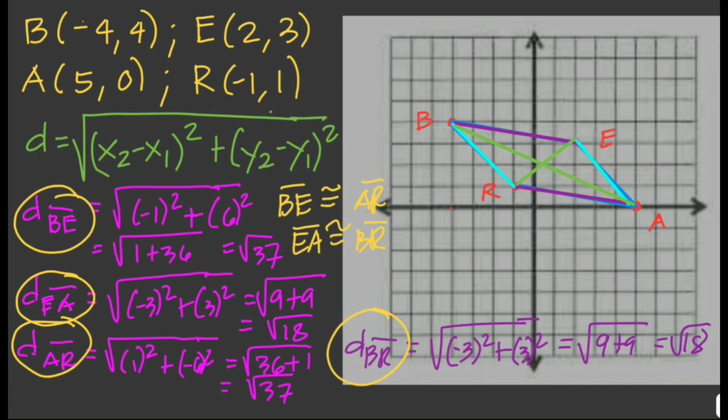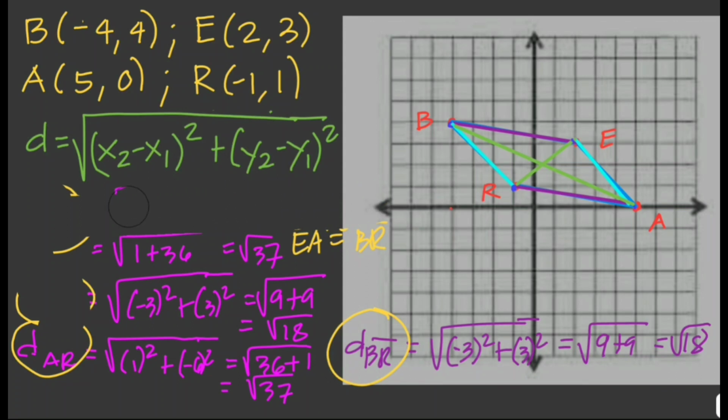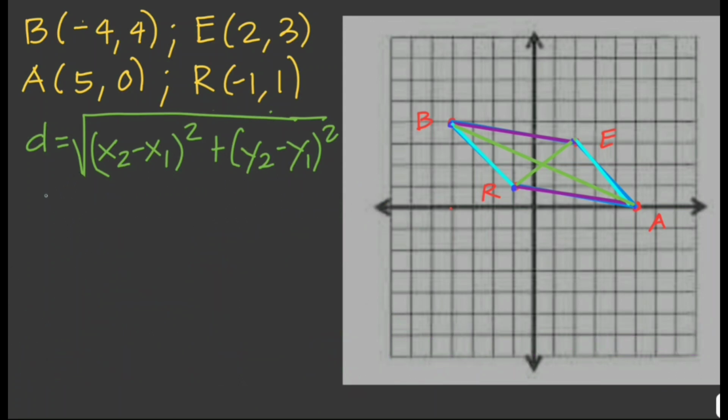So let's prove it by solving for the length of the diagonals. Again, like what I said, if the diagonals are of equal length, then that means this figure is a rectangle. If they are not, then that means this figure is a parallelogram. All right, so the diagonals would be from point R to E, so that is RE, and then point B to A, or BA or AB. Okay, let's solve for that one. All right, the distance from B to A, or AB.